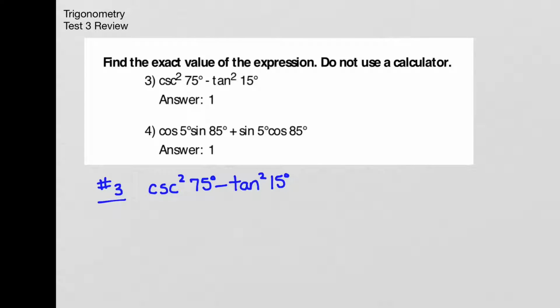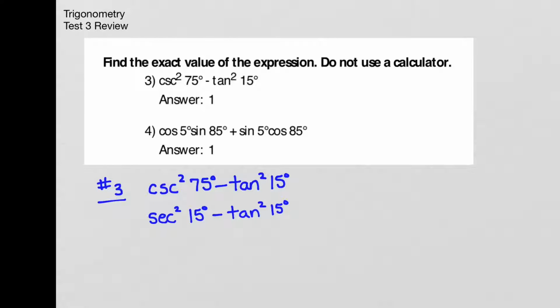So in order to make them match up, what do I know? I know that cosecant squared of an angle is the same thing as the secant squared of its complement, which the complement of 75 degrees is 15 degrees. So secant squared of 15 degrees, and then I'll just bring down the tangent squared of 15 degrees. So now our angles agree.